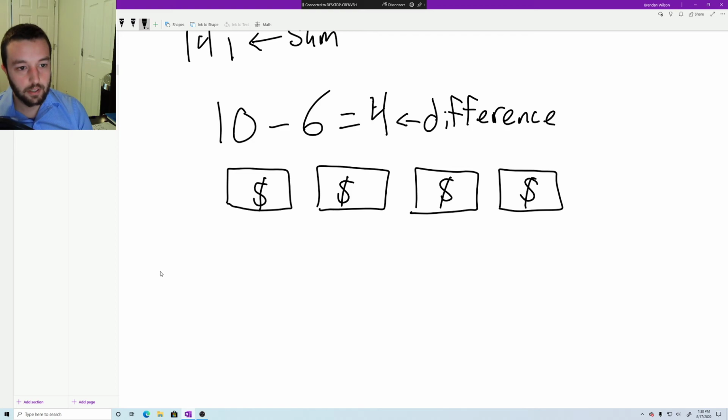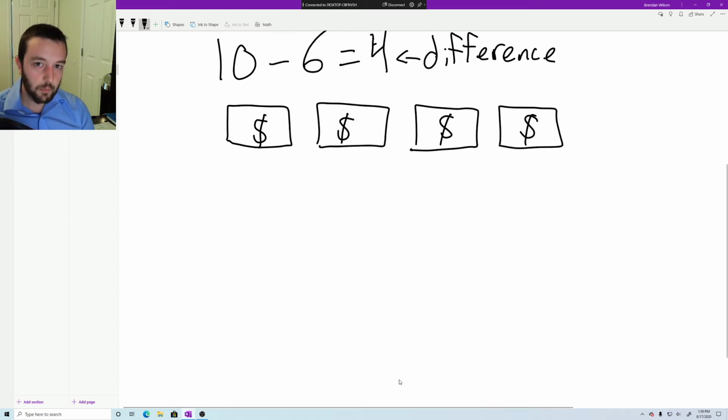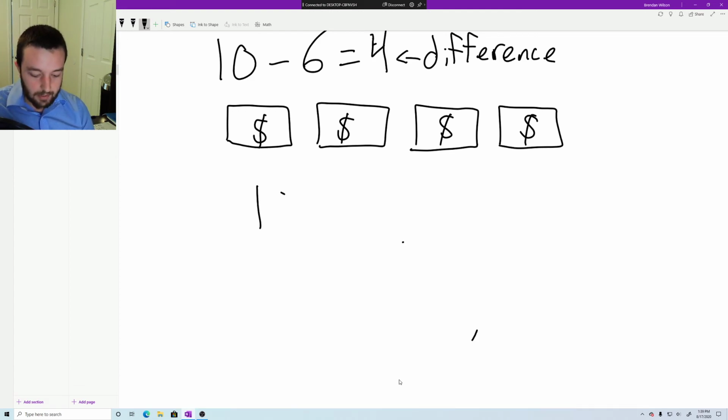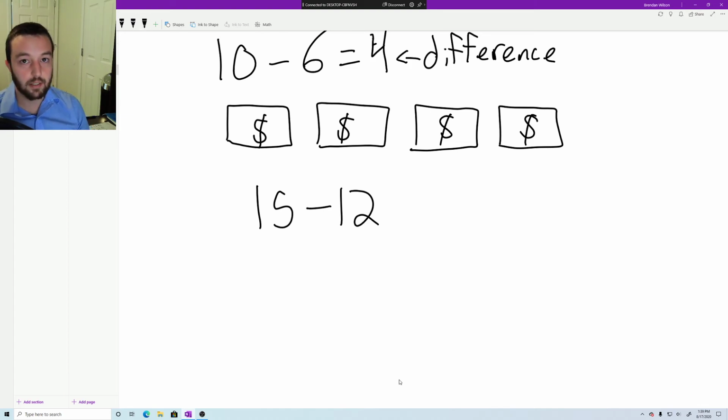So, that's fine for single digit numbers. It's counting. For bigger numbers, we could do the same thing. We can count, but again, it gets really tedious, just like it does with addition. So we need a better way. So what's the better way? Well, let's look at our 15 and 12 again, because they make a pretty easy example. If we have 15 minus 12, let's think about, in the same way we did with addition, can we just subtract the ones and subtract the tens? Let's try it and see what happens.